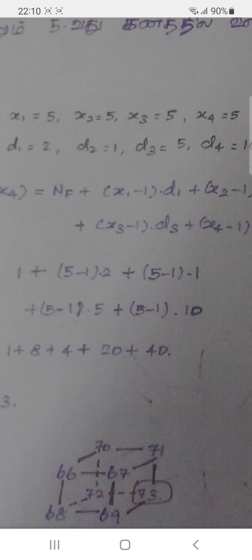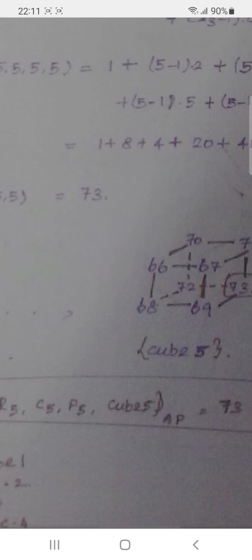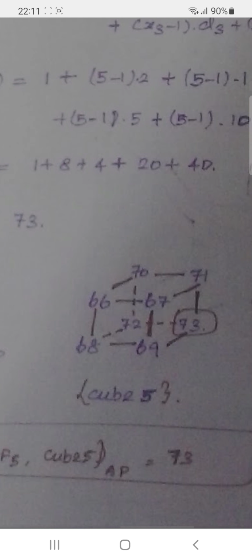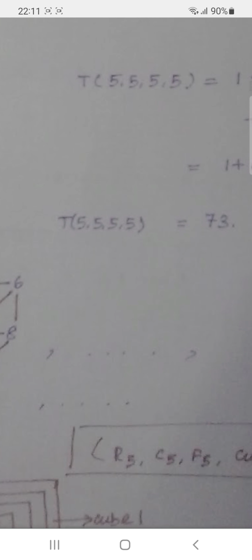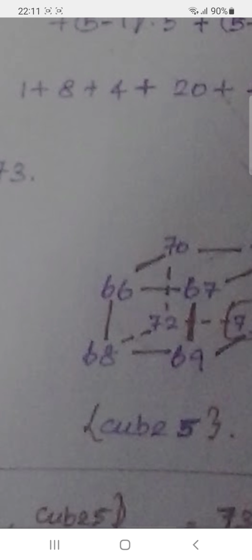By applying this particular formula, I'm getting 40 28 12 73 as the answer. So if you see this 73 value I'm getting, what is this? There is one cube and then a second cube 5. If I plot the different cubes, cube 1, cube 2, cube 3, cube 4, cube 5, this is the fifth cube.